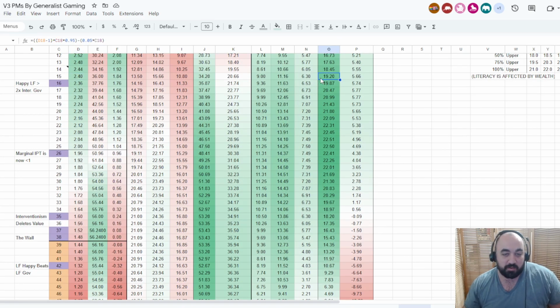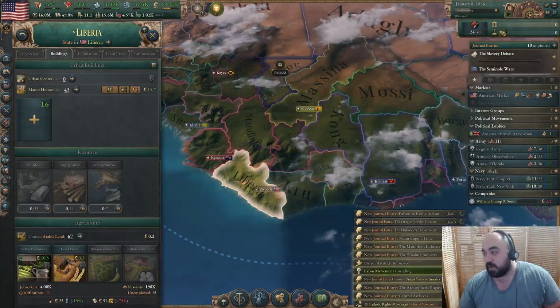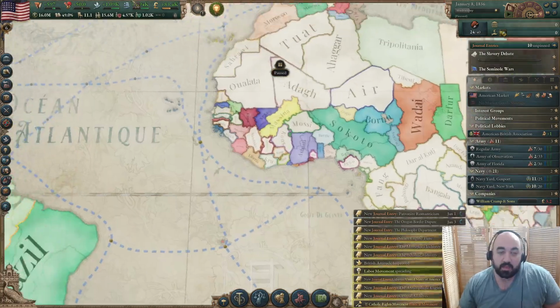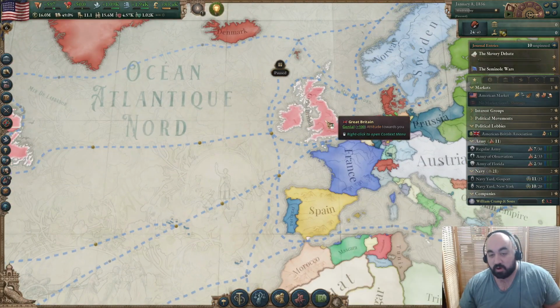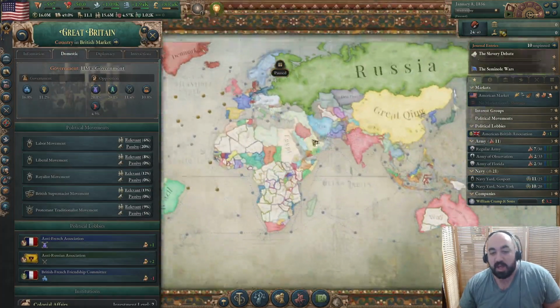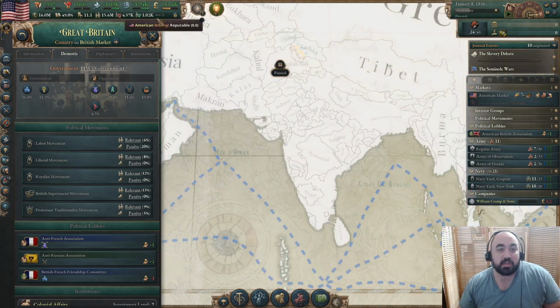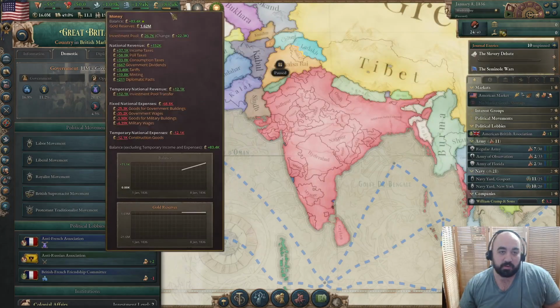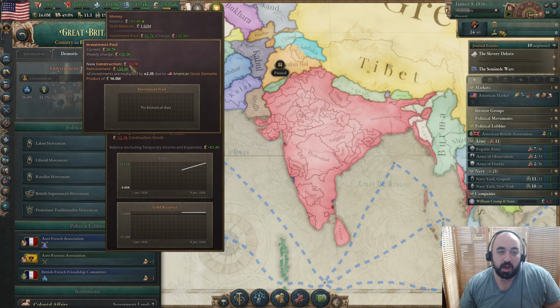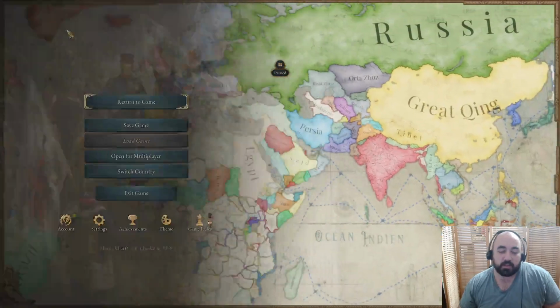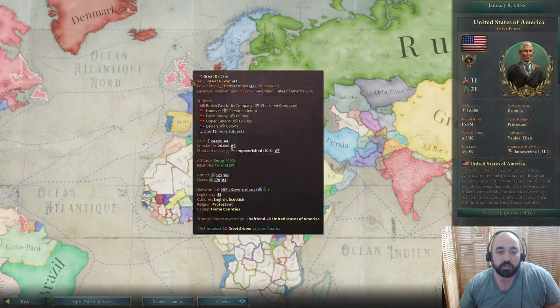Now the problem is you're generating investment pool rather than buildings. But this is also going to be a reason why the UK, for example, is even stronger than they look, because the UK has a ton of really good investment opportunities in India, and they get a super juiced amount of investment pool that is coming in. Here, let's swap to Great Britain. They get a super juiced amount of investment pool.